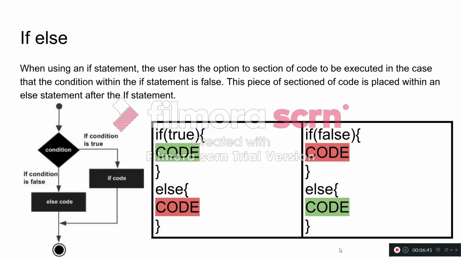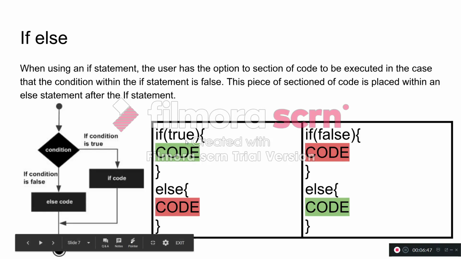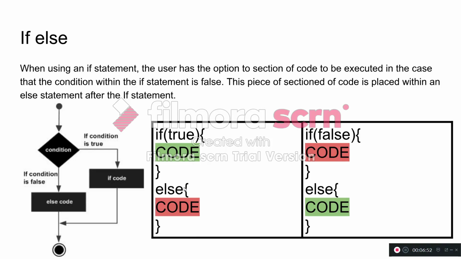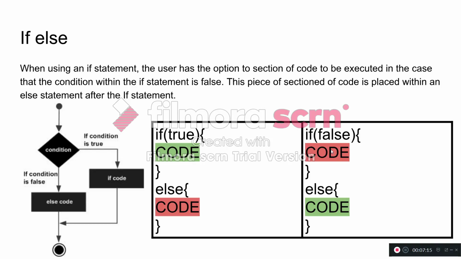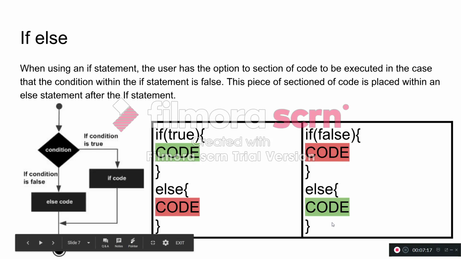Now take careful notice that in these examples the if statement has a condition, the else statement has no condition. The only condition that the else has to run is if the previous if statement is false. So in these examples here we see that if the condition within the first if statement is true, the code runs, and the else code does not run. But if the first condition is false, the if code does not run, so the else statement runs, and it runs the code inside of it.